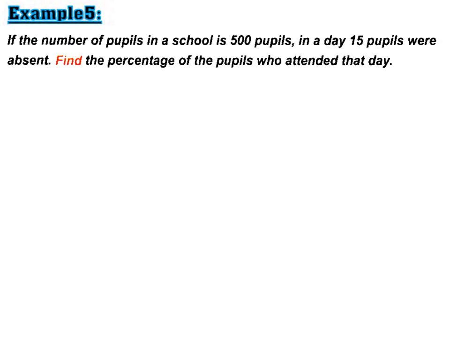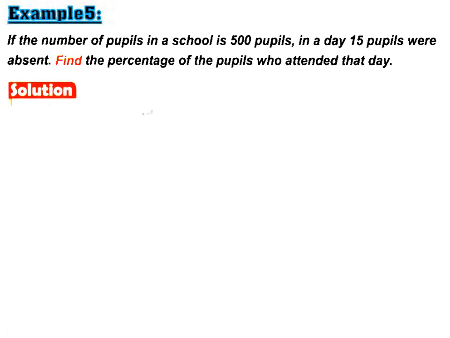Example number 5. If the number of pupils in a school is 500 pupils, and in a day 15 pupils were absent, find the percentage of pupils who attended that day. In this example, he gave me the total number of pupils and 15 absent pupils. He asks me to get the percentage of pupils who attended, so I must know the number of attending pupils.